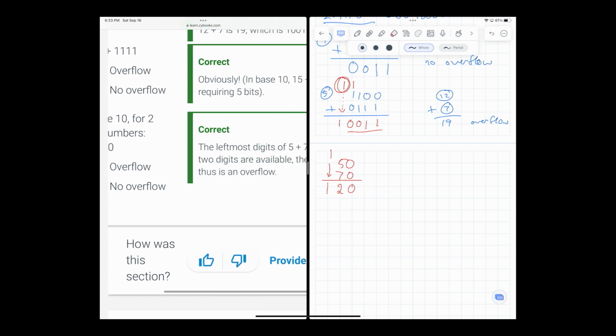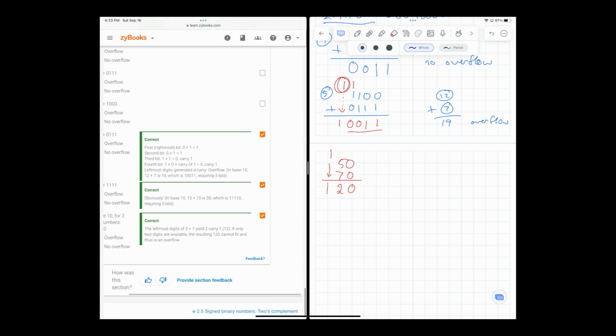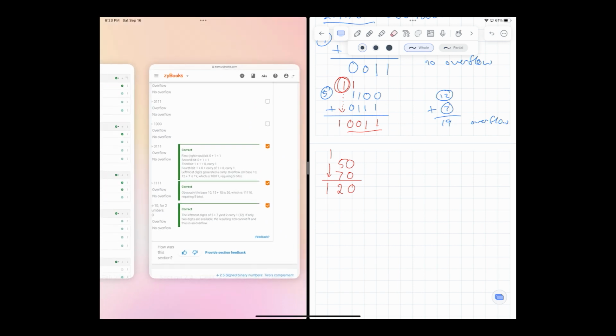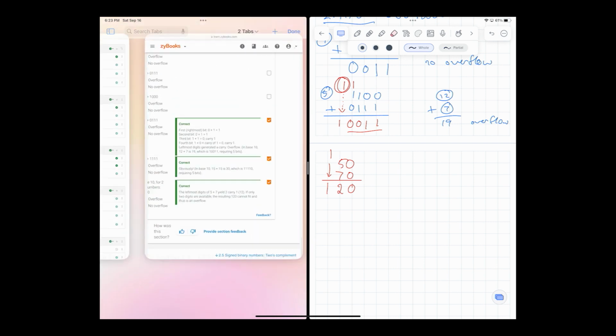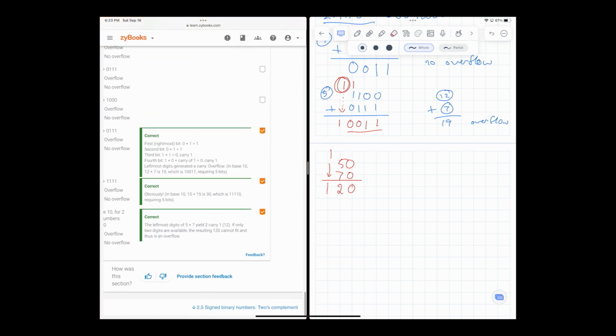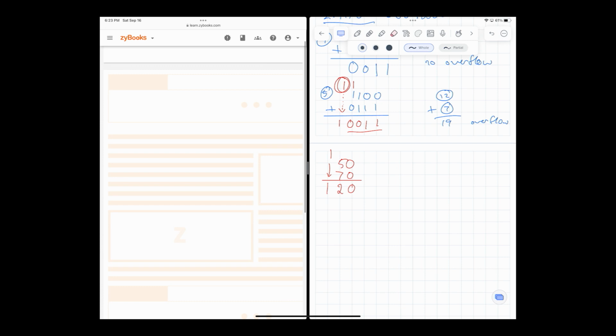Okay. So hopefully that was useful. If you did not understand this, maybe you understand it a little bit better, or at least how to type in your answers a little bit better. And then let's move on.